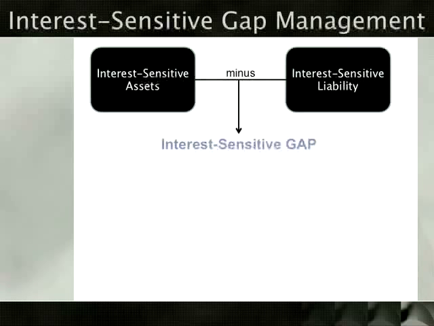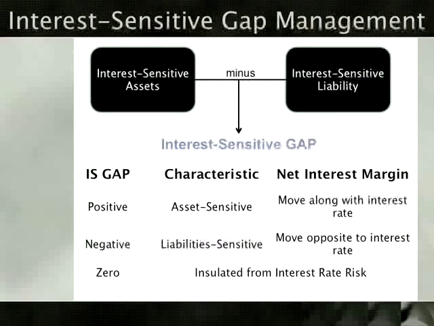The following table shows you the characteristics of interest-sensitive gap. If the gap is positive, then the bank is said to be asset sensitive and its net interest margin moves along with the interest rate. If the gap is negative, the bank is liability sensitive and its net interest margin moves opposite to interest rate. If the gap is zero, then the bank is said to be insulated from interest rate risks.